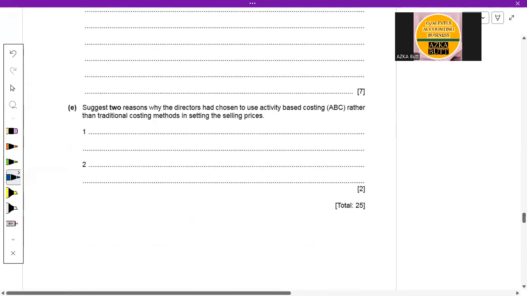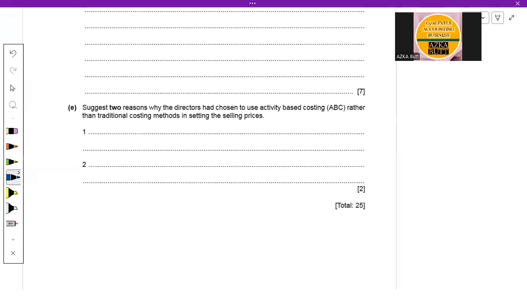So we have to suggest two reasons why directors had chosen to use activity-based costing rather than traditional costing methods in setting the selling price. The first reason is more accurate cost allocation. ABC assigns overhead based on actual activities that drive costs, such as quality inspection, order processing, and production. So this leads to a more accurate reflection of true costs associated with each product, especially when the company produces multiple products like product A and product B.